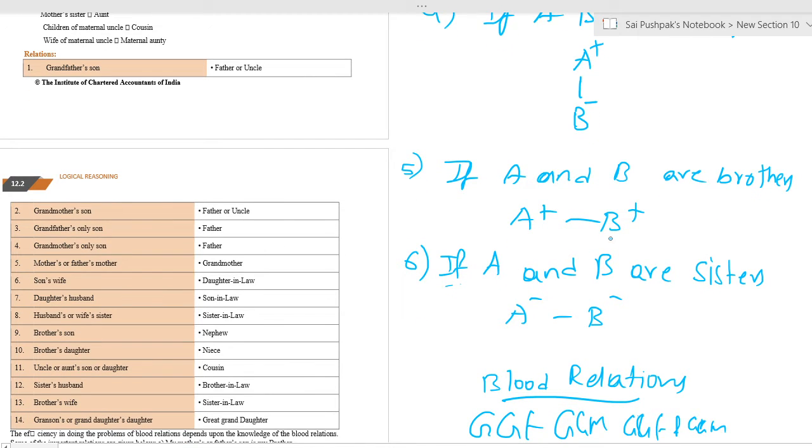And if A and B are brothers, let's say here B is also a male, so we are using plus sign to both of them, and we are showing only one line between them. If A and B are sisters, here if A is also female, then for both we are using minus sign, and we are showing only one horizontal line.